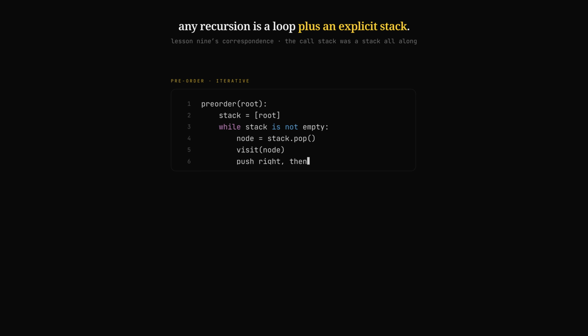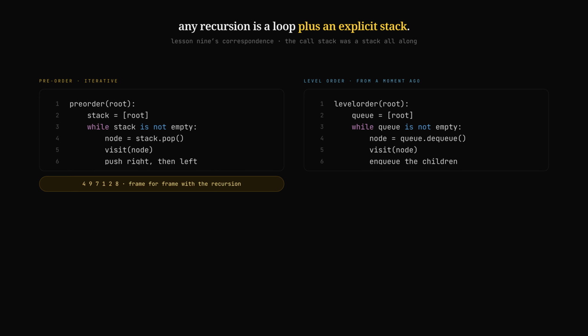Any recursion is a loop plus an explicit stack, because the call stack was just a stack all along. Apply it to preorder. Make a stack, push the root, loop, pop a node, visit it, push its right child, then its left. Right first, so left pops first, and the left subtree finishes before the right. Same output as the recursion, frame for frame.